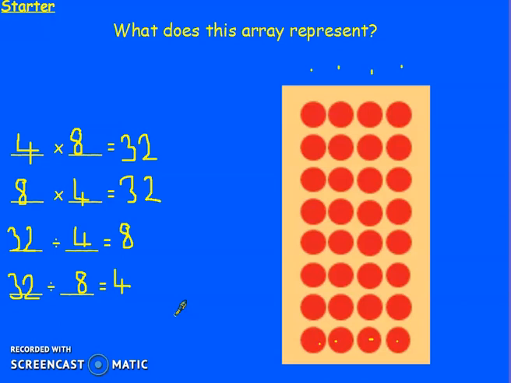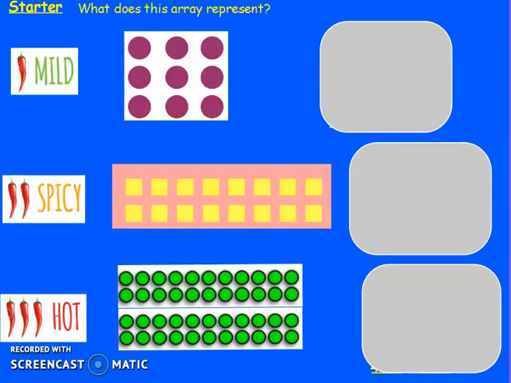Once you've done that, let's move on to an independent challenge. Can you do this yourself? On the screen, you'll see the Chilli challenges. Choose the one you want to work on, count the counters in the array, and write the fact family, 2 multiplication facts and 2 division facts. Pause the clip to give yourself time to do this.